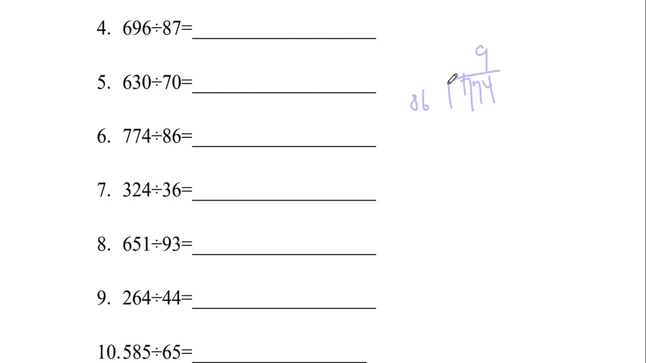So 9 times 6 is 54, and 9 times 8 is 72, and if you add 5 you get 77. And luckily you get the same thing again, so your answer is going to be 9.